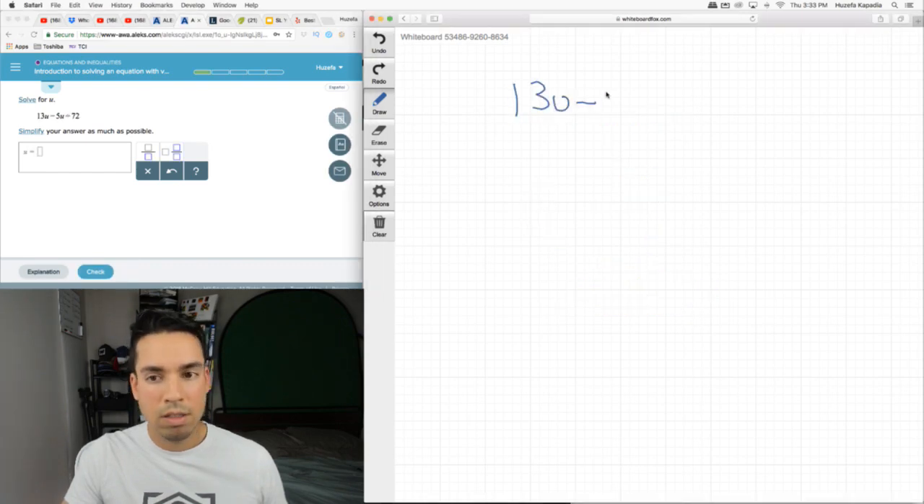13u minus 5u equals 72. Same thing. First, we got to consolidate. What's 13u minus 5u? It's like 13 apples minus 5 apples, which is 8.